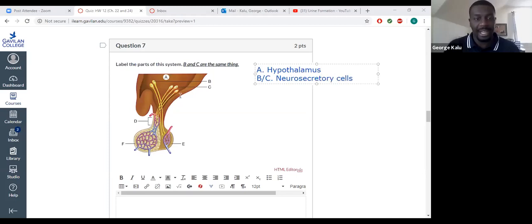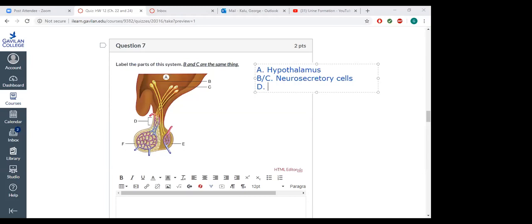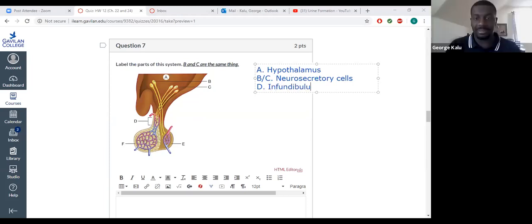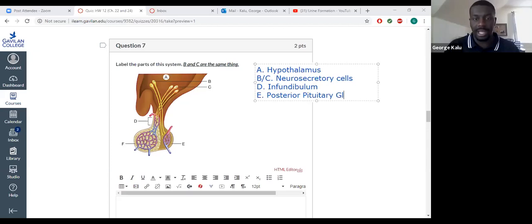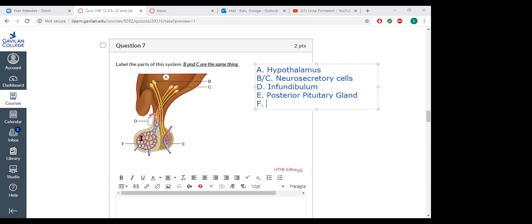Perfect. Then we hit D. What's D, this region here? The infundibulum. Yes, D is the infundibulum. That's the stalk that connects the hypothalamus to the structures down below. Then we hit E. What is E here? The posterior pituitary. Right, E is the posterior pituitary gland. And then F is the what? Anterior pituitary. Right, F is the anterior pituitary.